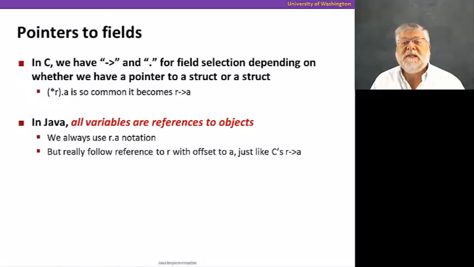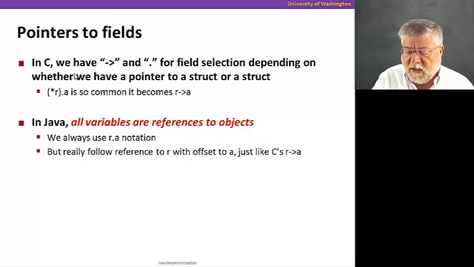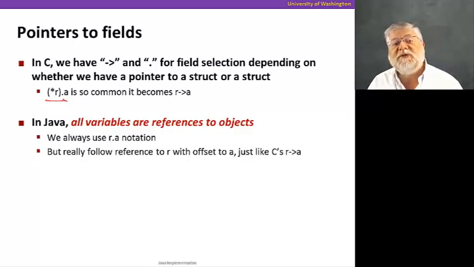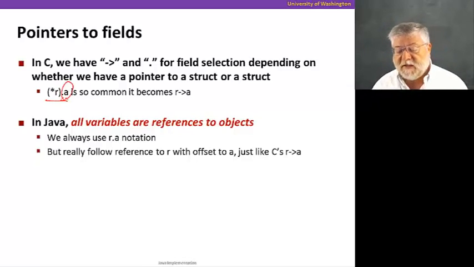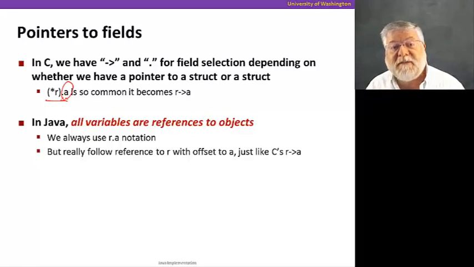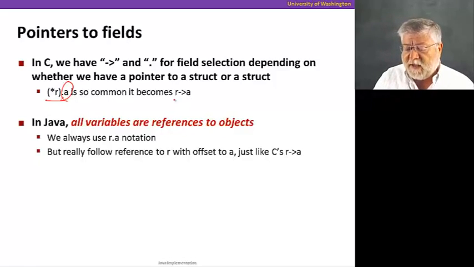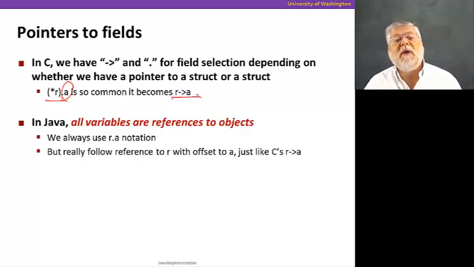Pointers to fields in C, we've seen before, just in the last video actually. And we've seen that the common construct is to have a pointer to a struct, dereference it, add an offset to a particular field. And this is such a common situation of referencing a field in an object to which we have a pointer, to a struct to which we have a pointer, that we have a shorthand in C, r arrow a, which encapsulates that dereference there.